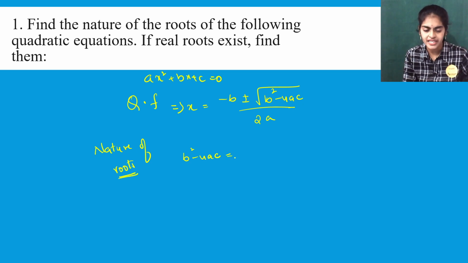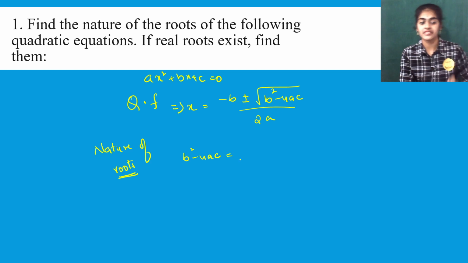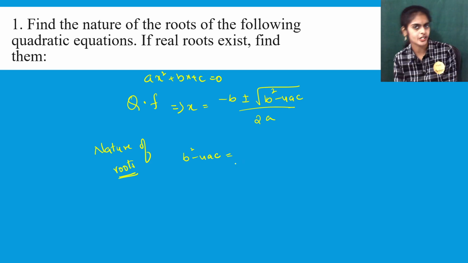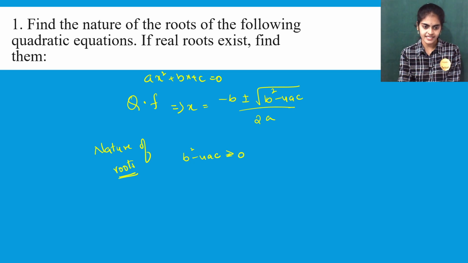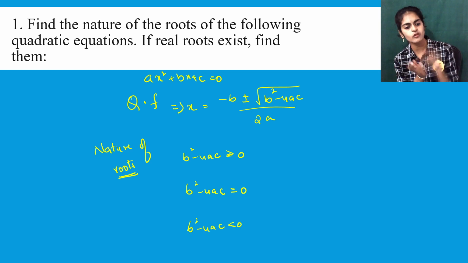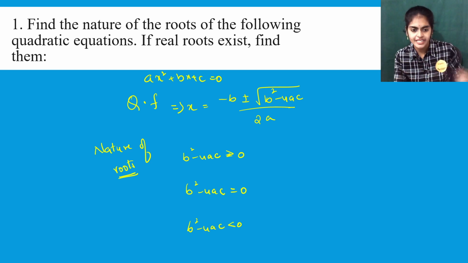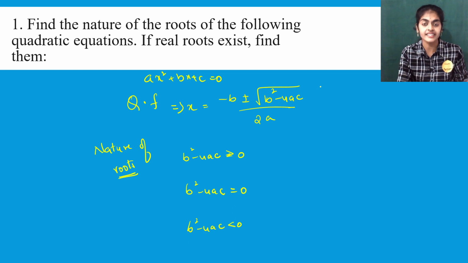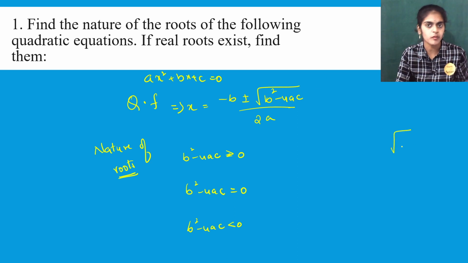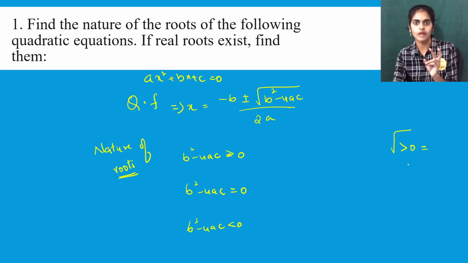So depending on whether b square minus 4ac is equal to 0, greater than 0, or less than 0, we can analyze the nature of the roots of the quadratic equation. First case, if this is greater than 0; second, if this is equal to 0; third, if this is less than 0. Why are we considering only b square minus 4ac? Because it is under a root. If you have a positive value under a root, then for the root you will get two values.